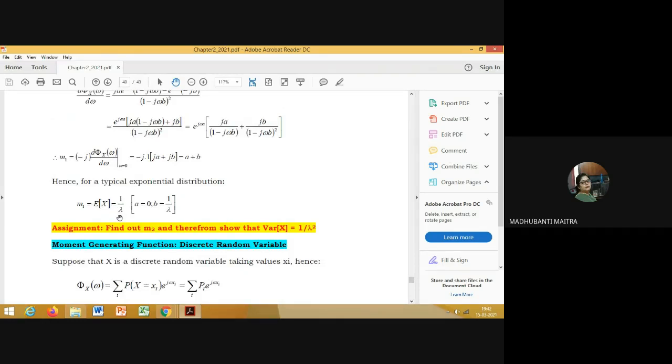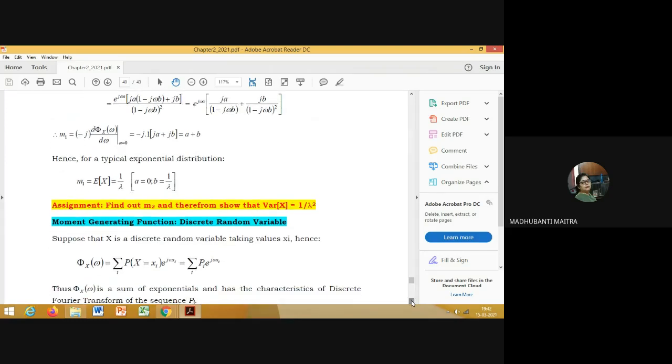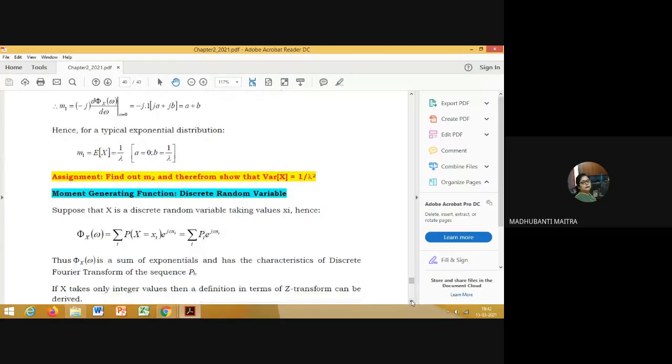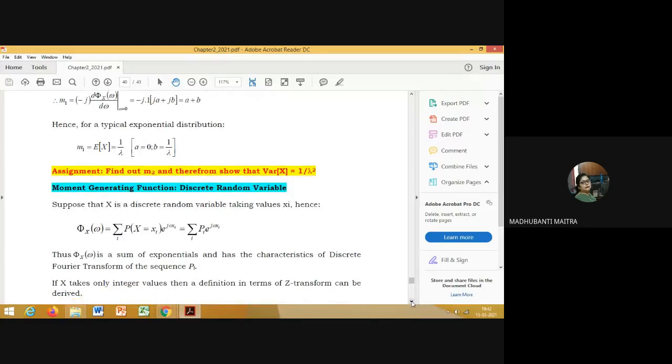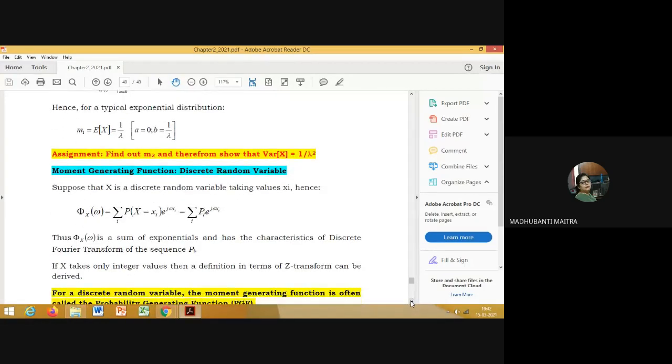Now we'll have to find out the variance of this distribution. The density function is given. So take the second derivative of the characteristic function and proceed as we have seen in the steps, and therefrom calculate the standard deviation. That is your home assignment.